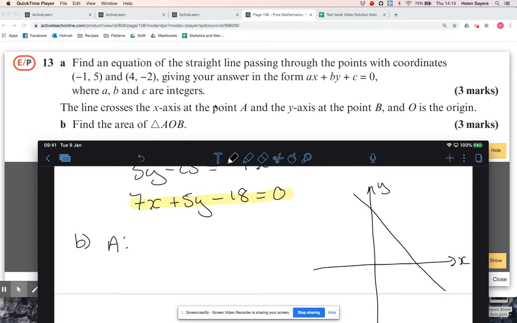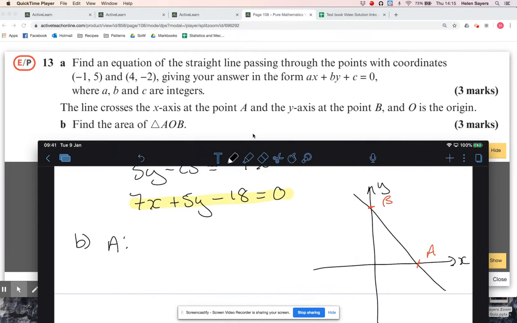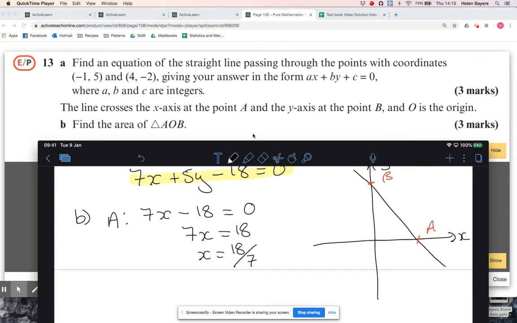Okay, so it crosses the x-axis at A, and the y-axis at B. So A is where y is 0. So at A, y is 0, so the equation will become 7x minus 18 is 0. So 7x equals 18. I think it's one of the first questions we've seen that's got lots of fractions on. Hoping that doesn't mean I've gone wrong somewhere. Assuming I haven't, that is 18 over 7.